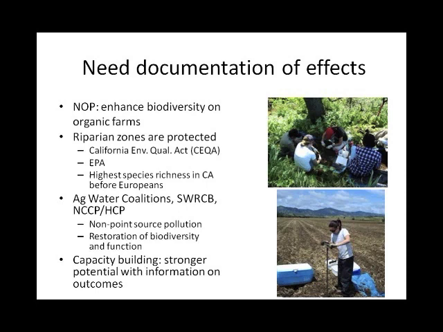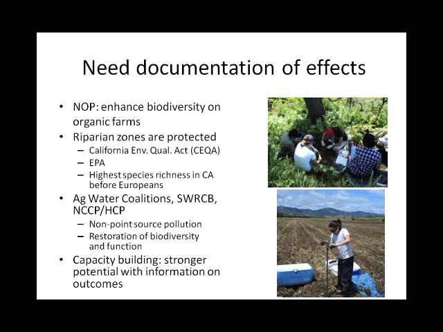So why do we want this kind of documentation of effects? Well, for one thing, the organic NOP says that we should be enhancing biodiversity on organic farms. Another reason is that riparian zones are protected under the California Environmental Quality Act, under the EPA, and in fact, the riparian corridors in California before European settlement had the highest species richness in almost all the native plant communities. The reason is these are some of the few areas that have water year-round.